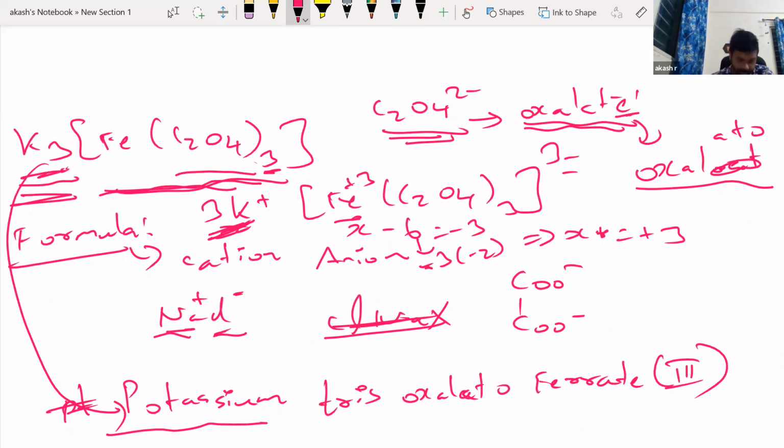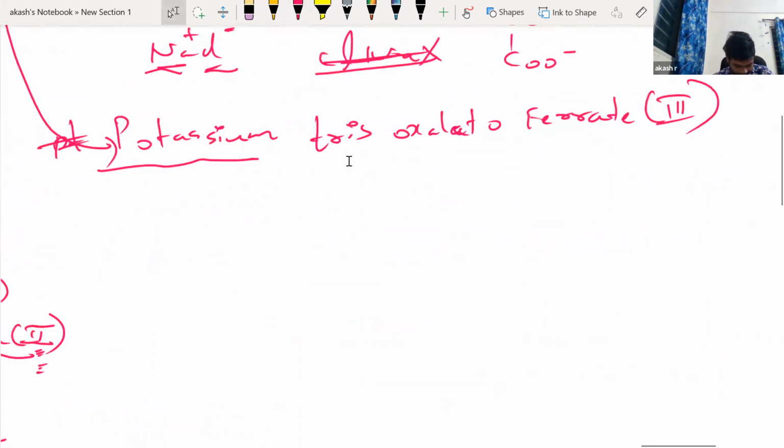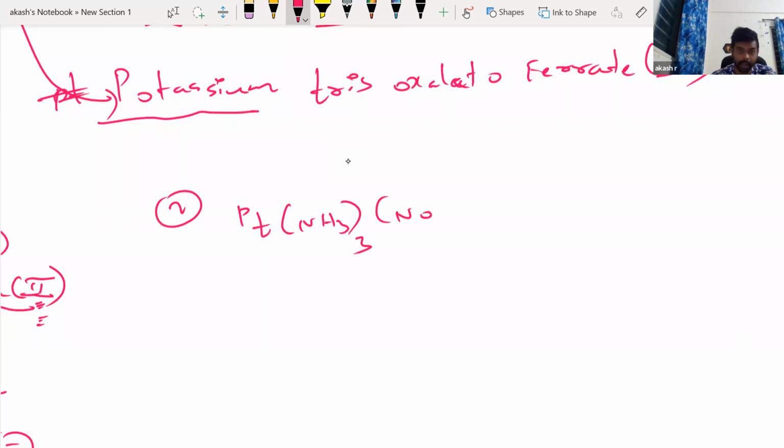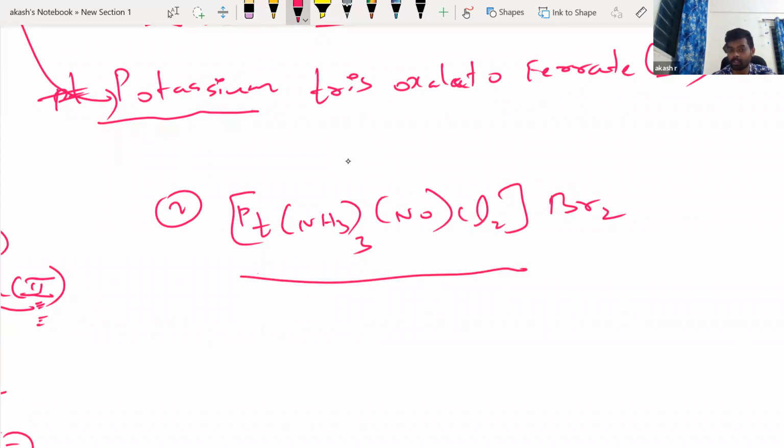Let me solve another one. The second one is Pt(NH3)3(NO)Cl2Br2. This is the complex we have, right? Now again, you understand the first thing is to find which is positive and which is negative. No doubt, whatever we write first is your positive charge. So in this case, you have to name your coordination complex first, then the counter ion.